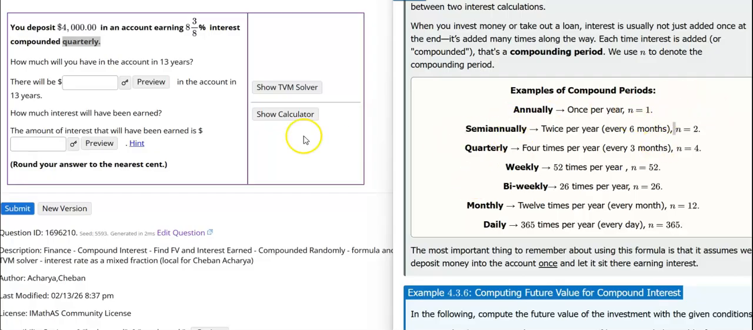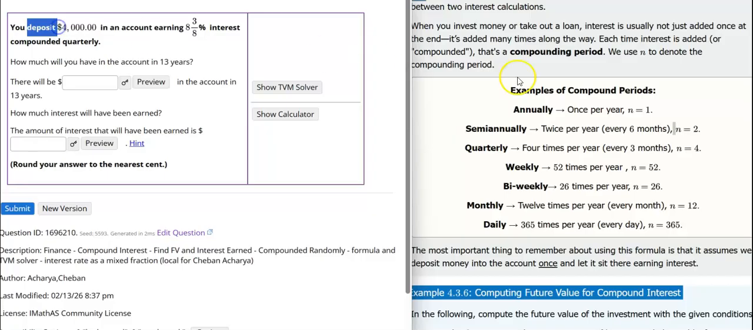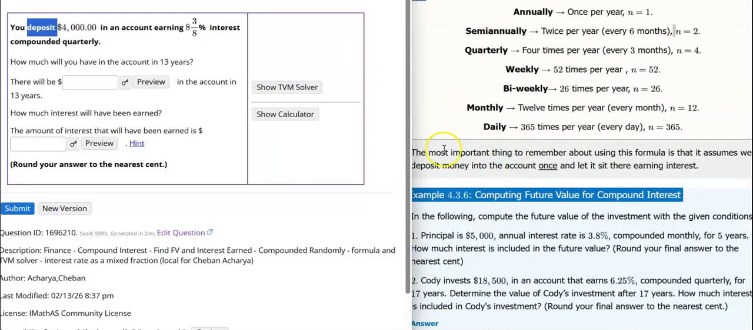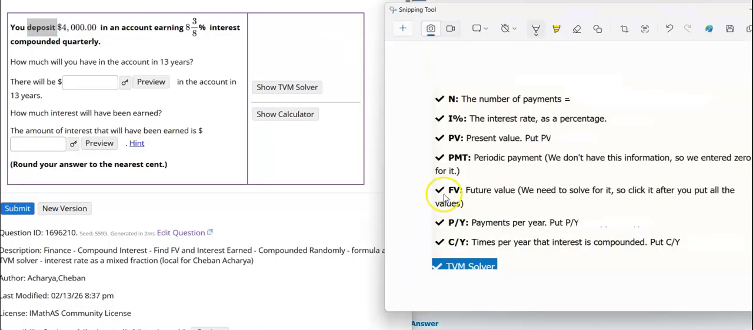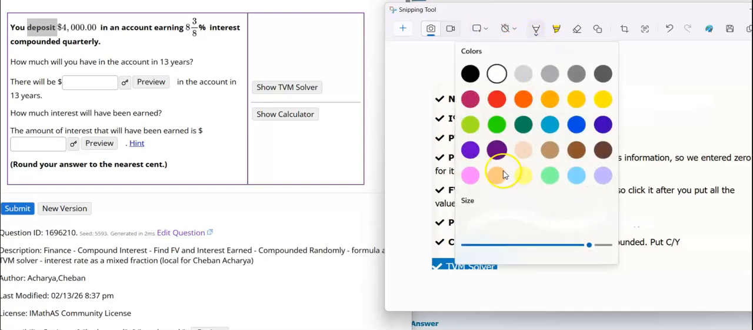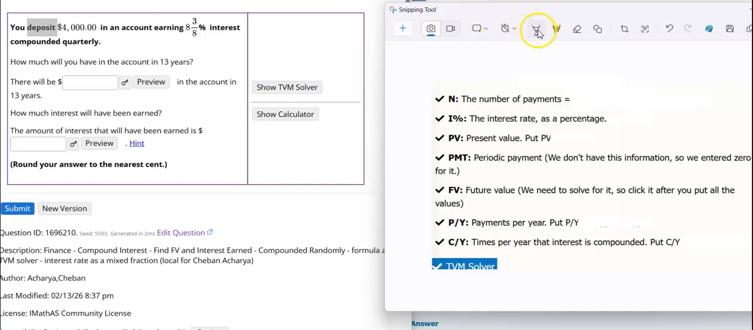Okay, we need those. So here the question: you deposit $4,000. So this is the present value. The present value is also called PV. In the TVM solver, I'm going to show you in a minute, present value is PV, which in this question is, let's write down here, $4,000.